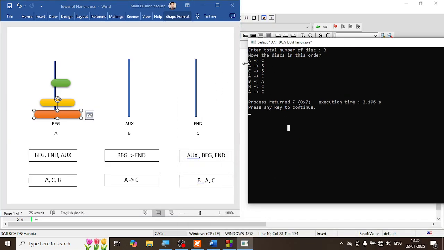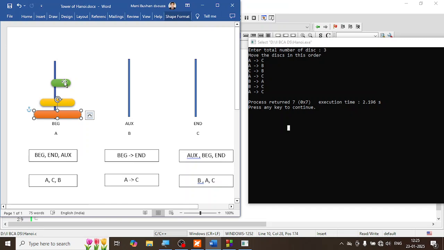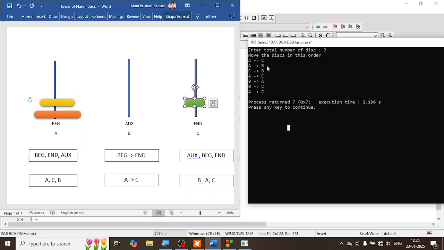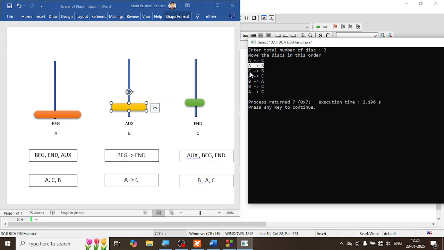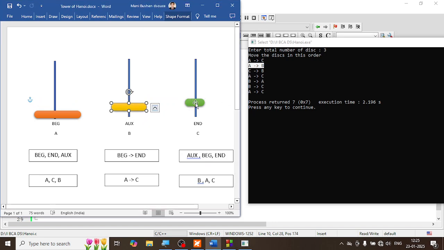First, A to C. First, what they say is first one A to C. Put the A to C. Then A to B. I'm doing this one A to B. Second step A to B. Next, remember at a time you are only moving one disk. Then what they say is C to B. C to B. Done. Okay.